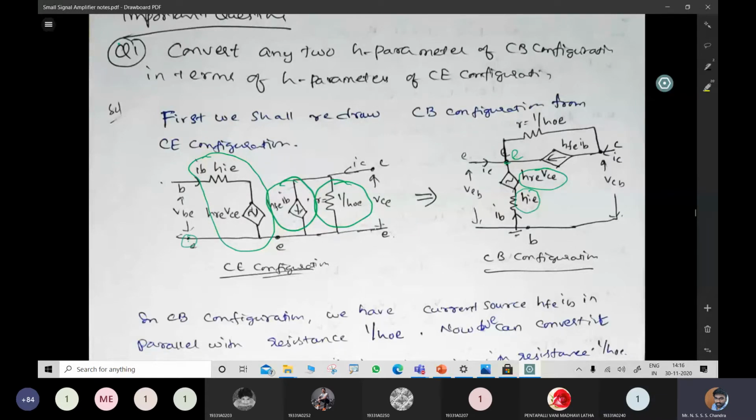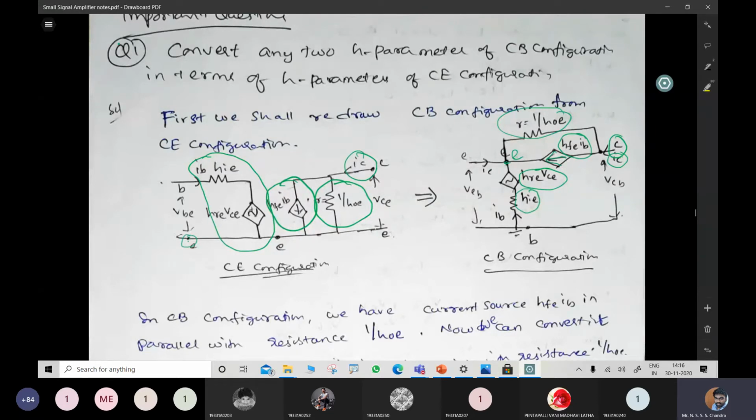So between your collector and emitter, you have two elements, both in parallel to each other, right? This is your emitter terminal, this is your collector terminal. Between these two terminals, we have two elements: one is the HFE IB current source, and one is the resistance. The current direction in the current dependent current source is from collector towards the emitter, so the current arrow mark is also from collector towards the emitter. At the end of this collector terminal, you have the current IC.